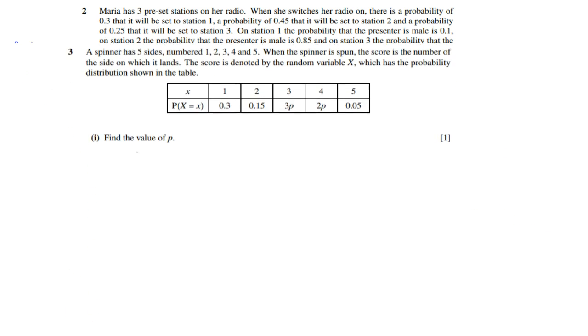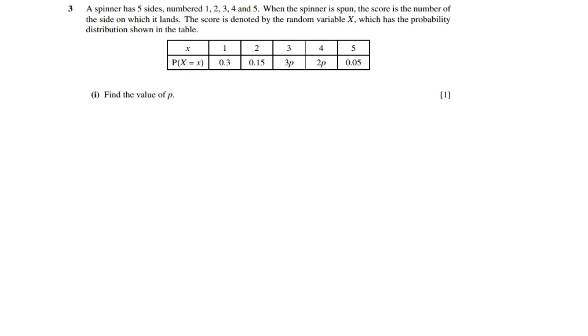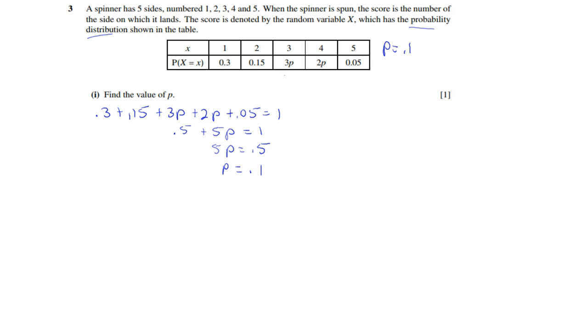All right, now in 3, we've got a spinner. It's got 5 sides, 1, 2, 3, 4, 5. And when they spin it, that's our random variable x. And they tell us the probability distribution. So we've got all of our choices, 1, 2, 3, 4, 5. We don't have all the probabilities. They want us to find a p. So one thing we know about a probability distribution is that when we add up all the probabilities, it has to add up to 1. So all we've got to do is add these up and then simplify. And we're going to find out that p is actually 0.1. And then we can figure out the other probabilities. So we've got 0.1, and then that'll be 3 times 0.1 and 2 times 0.1.